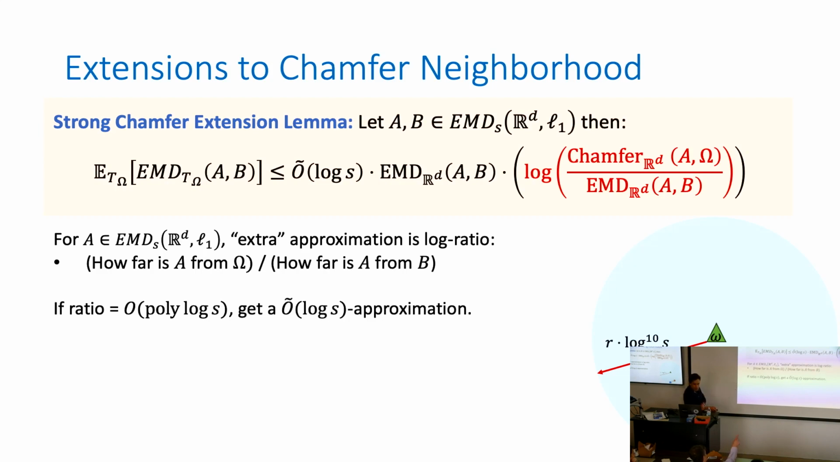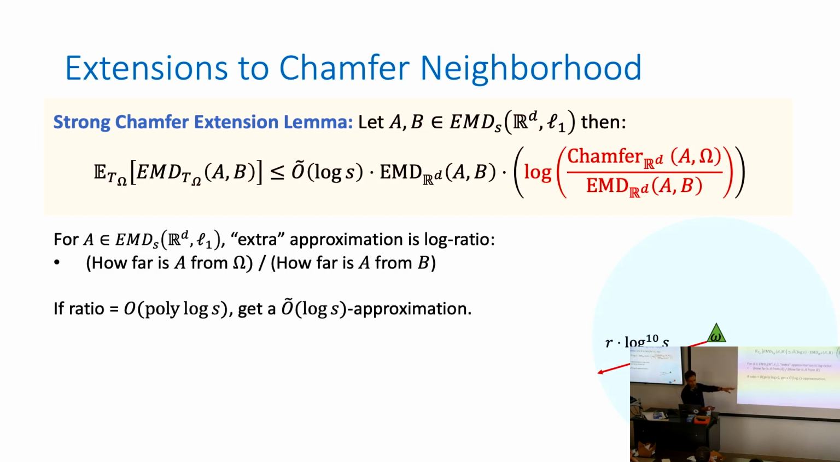I thought I understood the formula, but maybe not the picture. What is the turquoise circle? It's just some ball around a sample point. Yeah, this is just a metric ball. This is how big a ball you need to include. I'm saying this is like the neighborhood, the chamfer neighborhood. These are individual points, not sets.